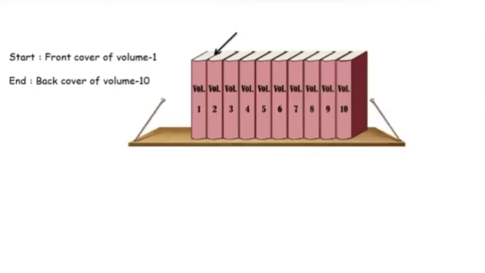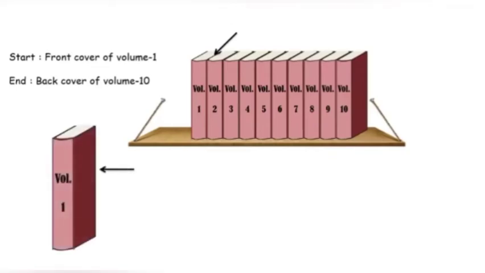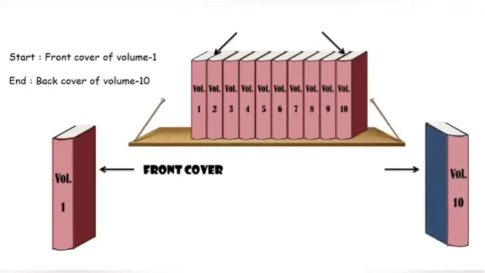Where is the front cover of volume 1? It's here on the right side, because if you take volume 1 out of the shelf, you start reading it from this side, which is the front cover. And exactly the opposite way, the back of volume 10 is on the left side.